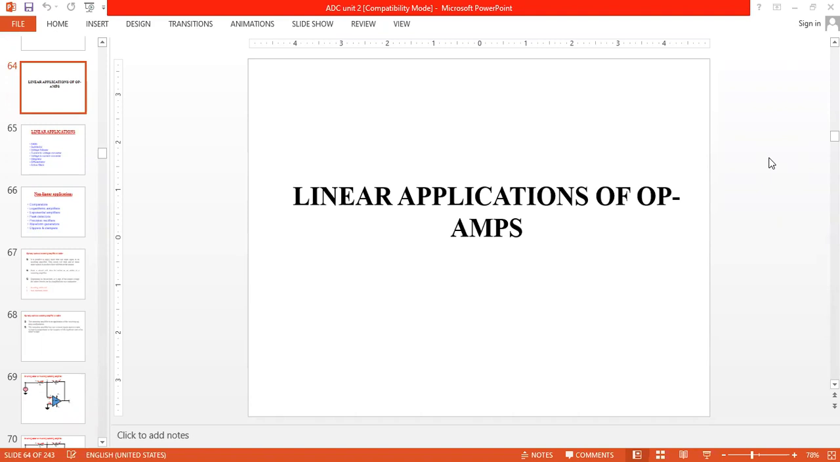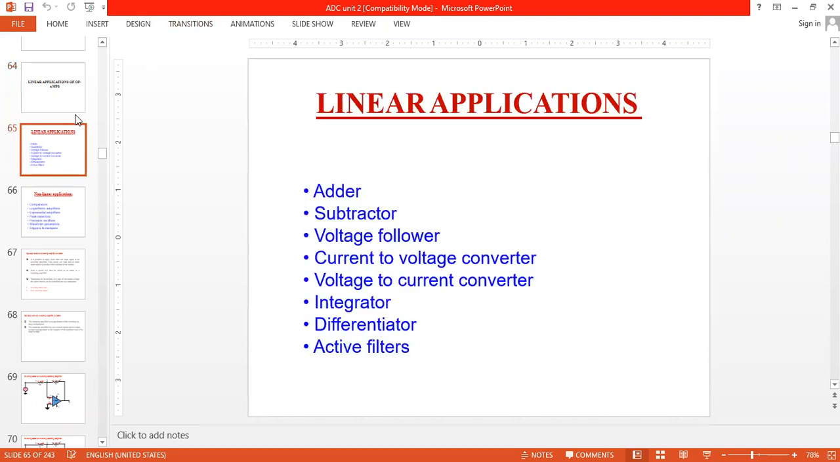Okay, last chapter we discussed the different characteristics of operational amplifier, then different configurations of operational amplifier. So in this chapter, we go for the linear applications of operational amplifier. Generally, we can divide the applications of operational amplifier into two parts. One is linear, another one is non-linear.